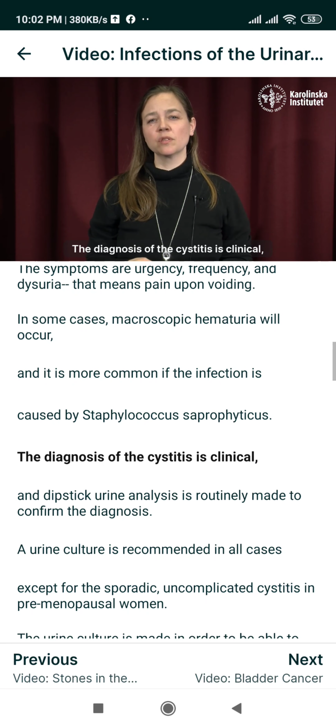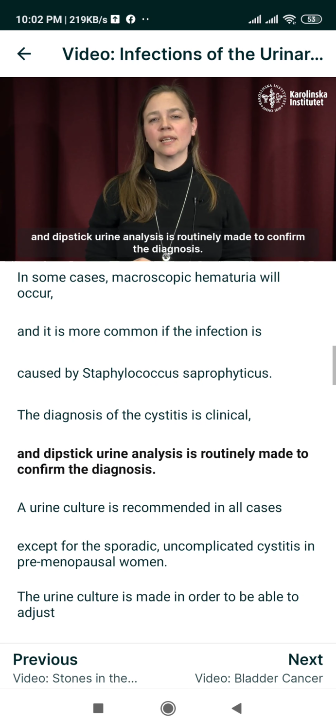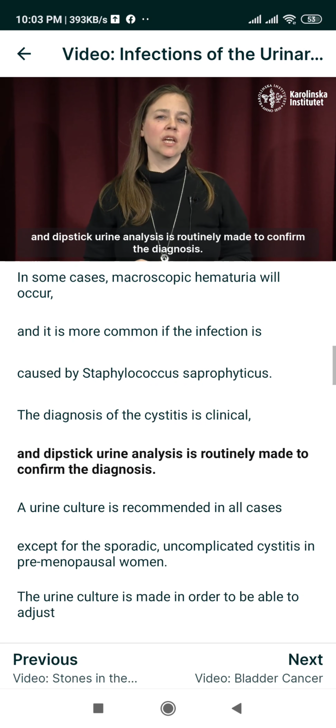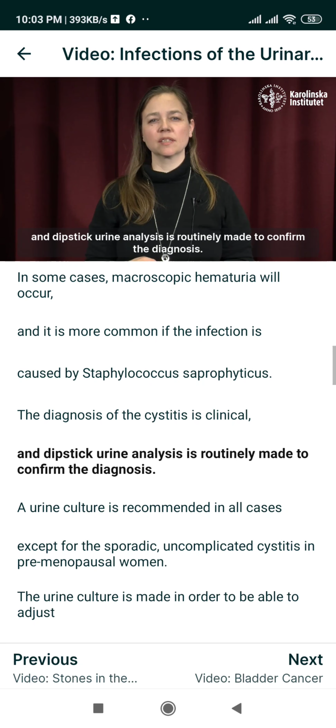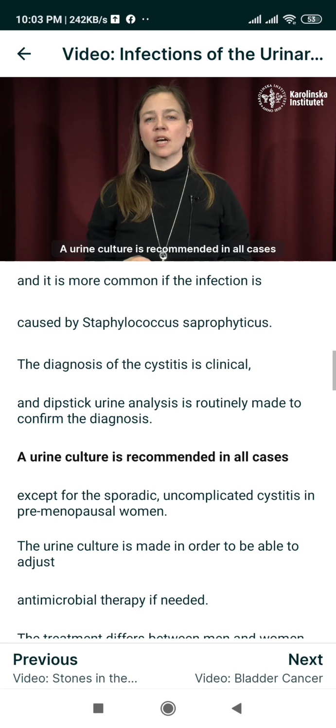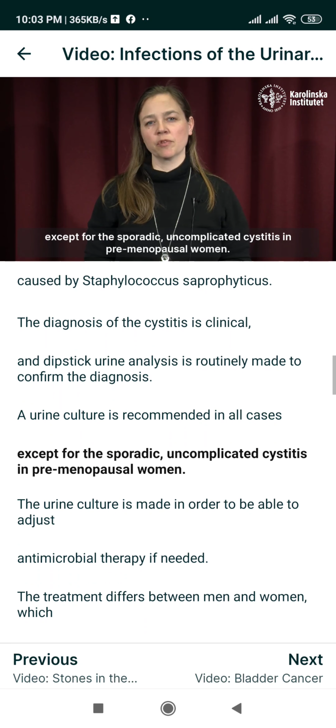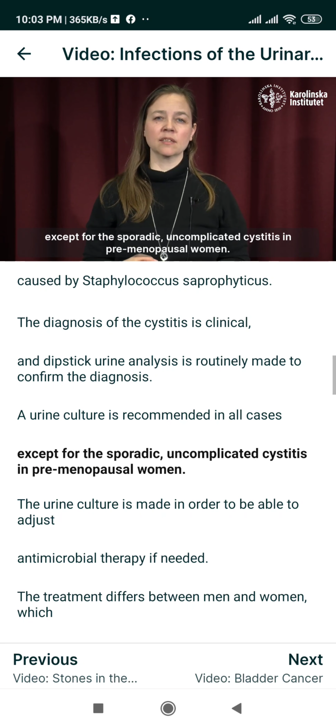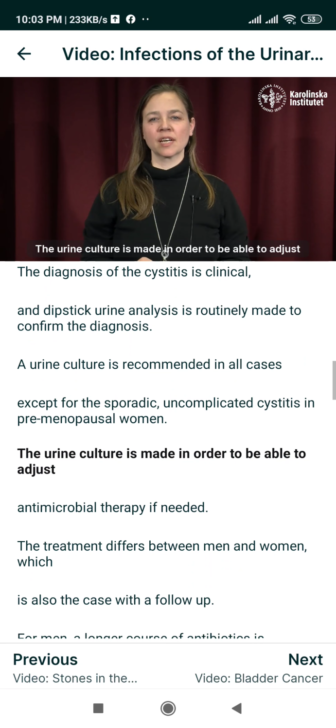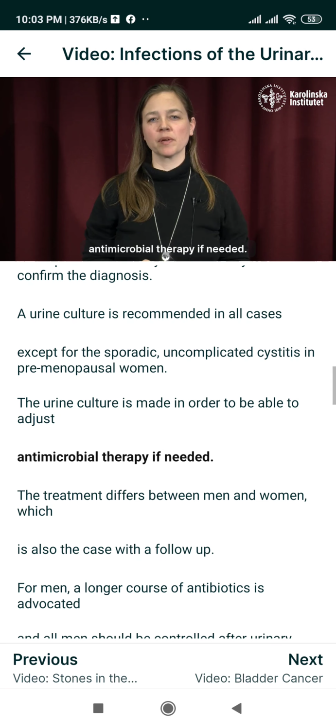The diagnosis of a cystitis is clinical, and a dipstick urine analysis is routinely made to confirm the diagnosis. A urine culture is recommended in all cases, except for the sporadic uncomplicated cystitis in premenopausal women. The urine culture is made in order to be able to adjust antimicrobial therapy if needed.